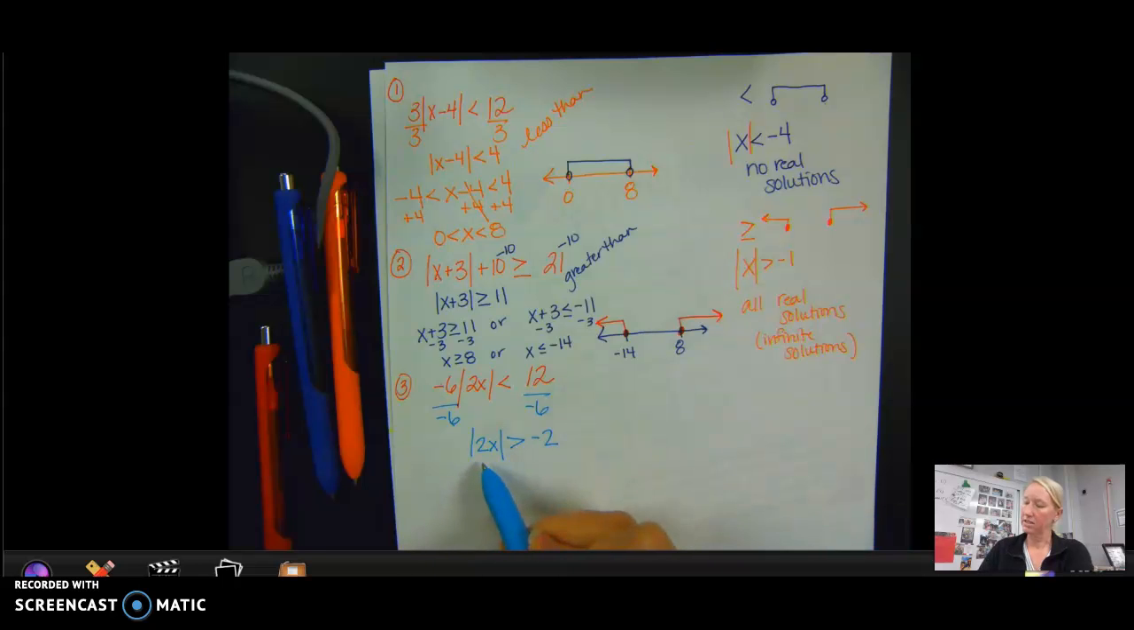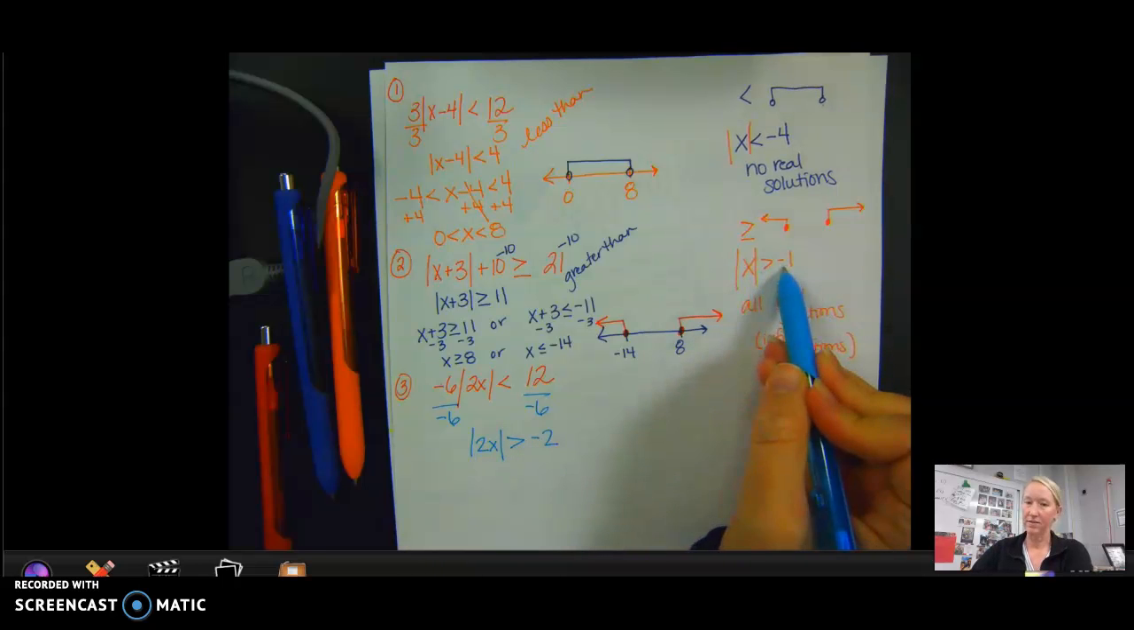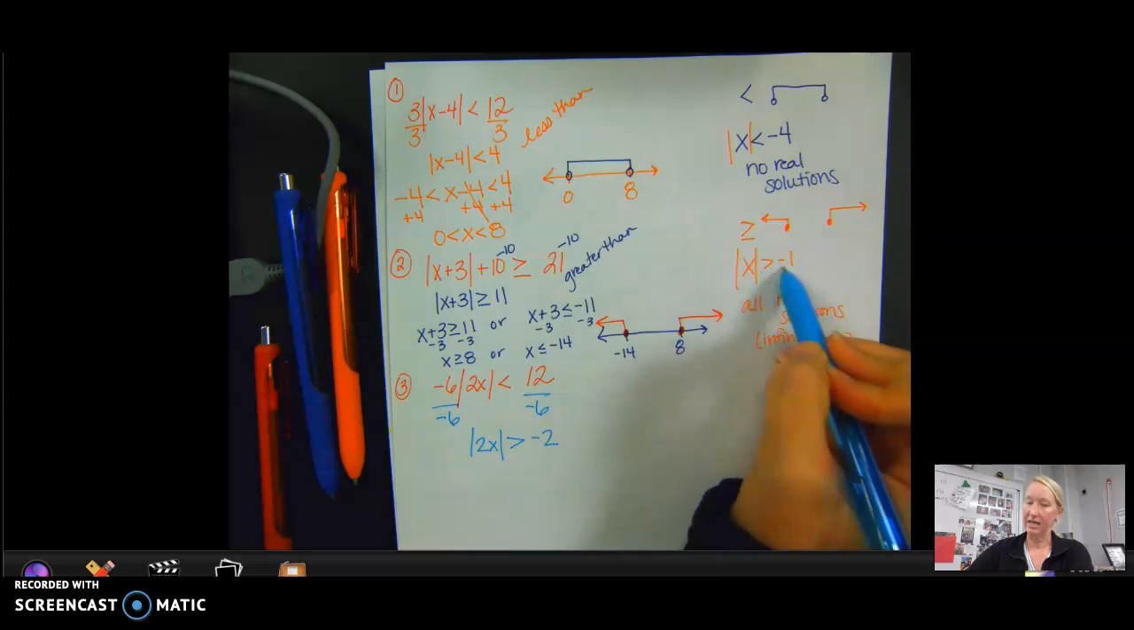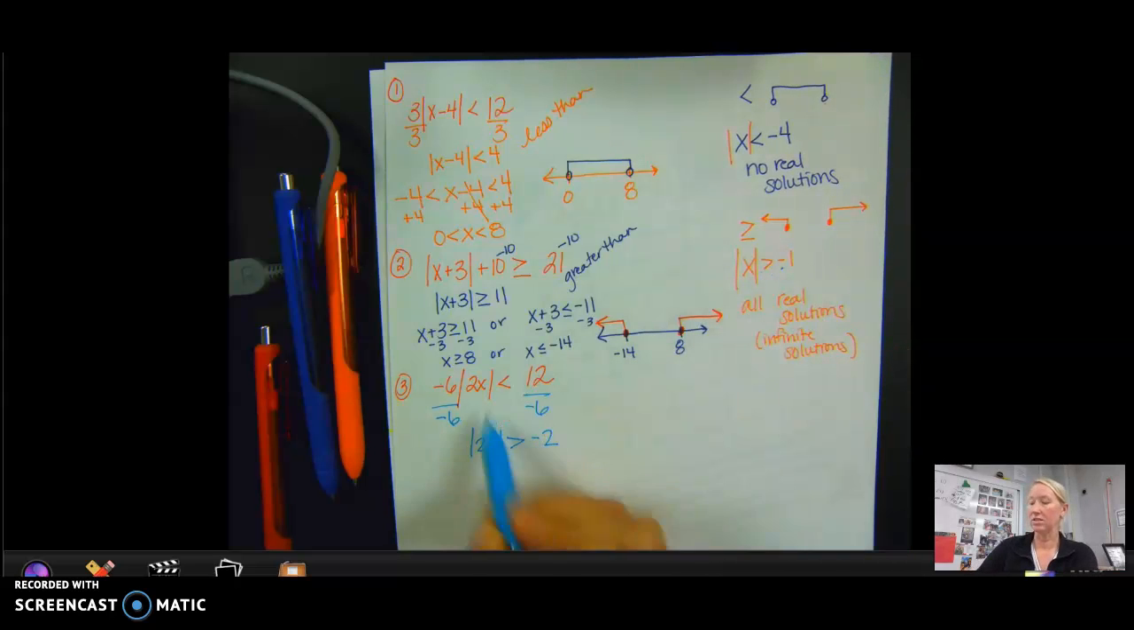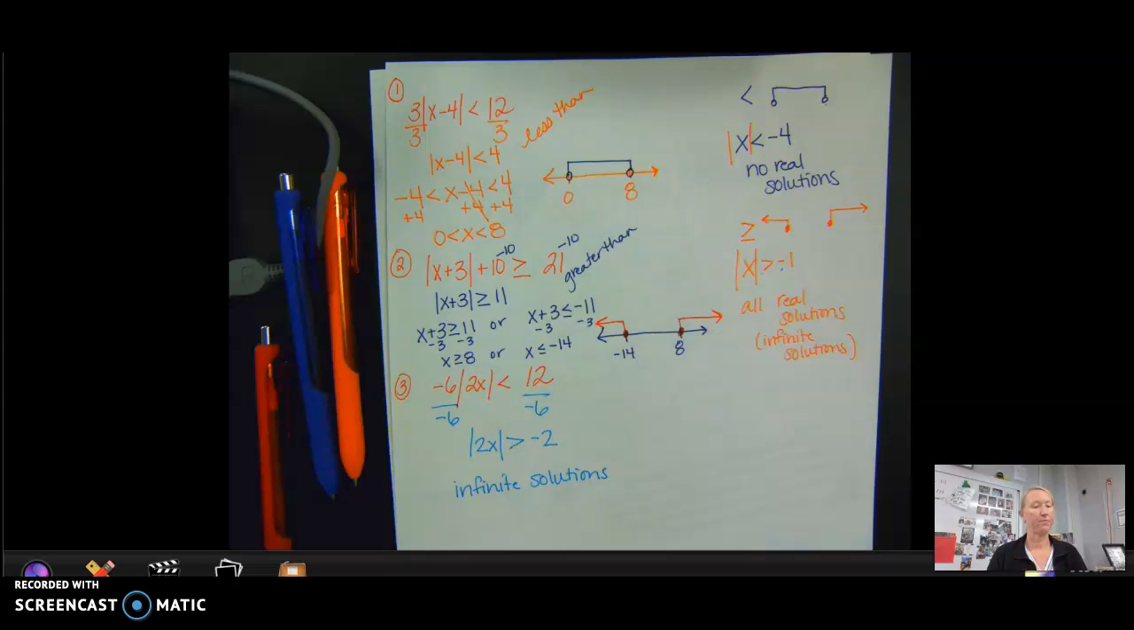So this is greater than. Remember, if it's greater than a negative, it's all real solutions. Any number I put in here would always be bigger than a negative because absolute value of anything is a positive. So this would be infinite solutions. That also means, guys, that you wouldn't need to go through all the steps at that point. If you see that, you should know that it's infinite solutions and you're done with that.